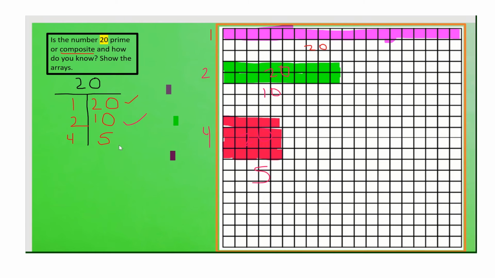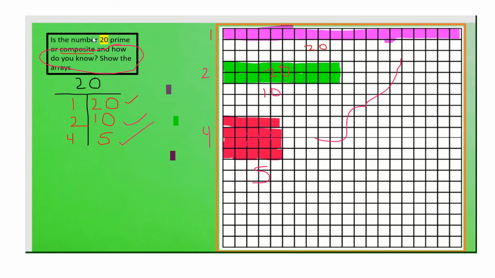So again, as you can see, composite numbers have more than two factors, and you can make multiple arrays out of them. So all of these are the arrays that you can make to prove to me that 20 is a composite number. So this again will answer the how do you know section.